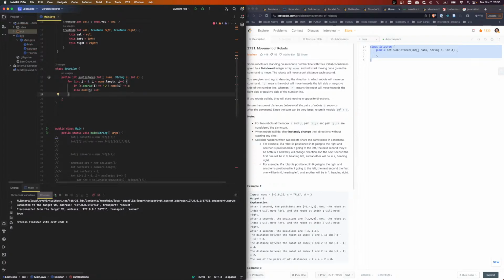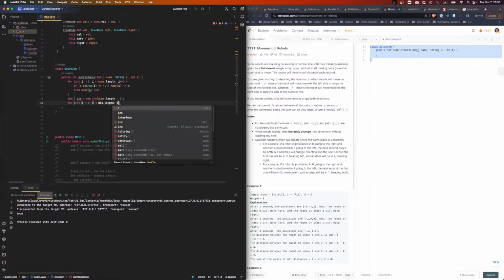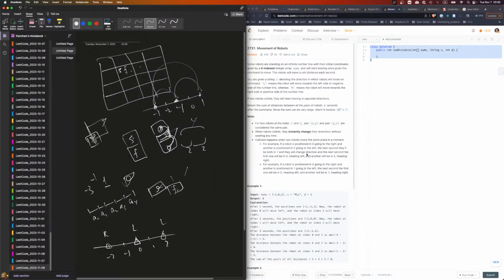Right, so we do this, we handle that. Then we need another one to go the distance. So we say int[] distance will equal new int[nums.length - 1]. Okay, for int i equal to 0, i smaller than distance.length, i plus plus, we say distance[i] shall equal nums[i + 1] minus nums[i]. That's the distance between, right? Minus 1.